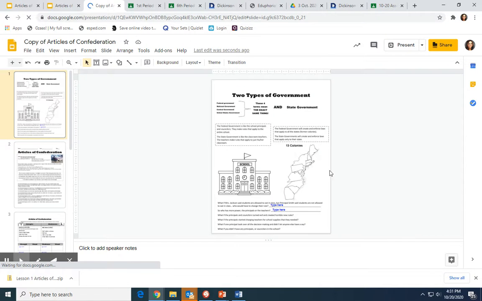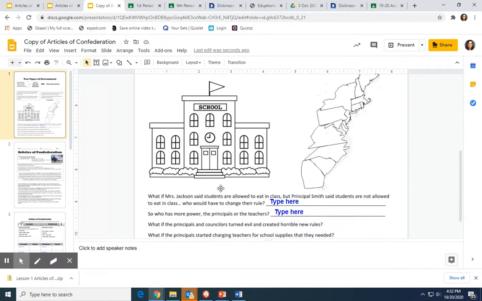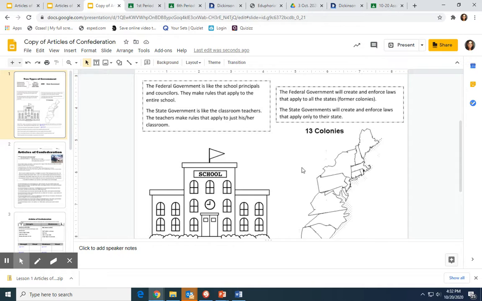Okay, I need to make sure that you understand that there are two different types of government. We have federal government and state government. The problem is federal government has four different names and they all mean the same thing. Federal, national, central, United States, they all mean the same exact thing. We have one name for state government. You can use this scenario. You can read this.